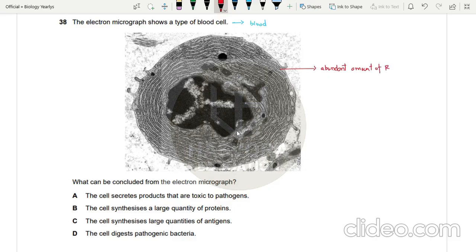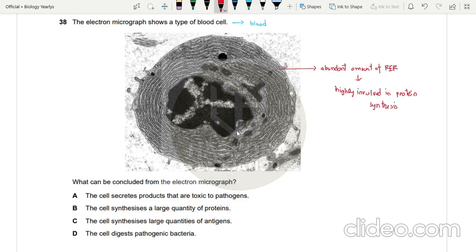of rough endoplasmic reticulum. So what does it mean? It means that it is highly involved in protein synthesis.